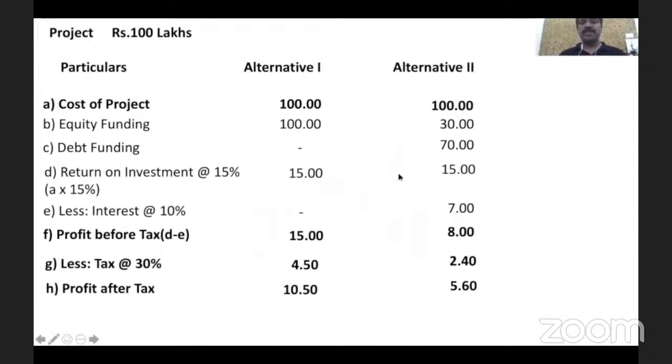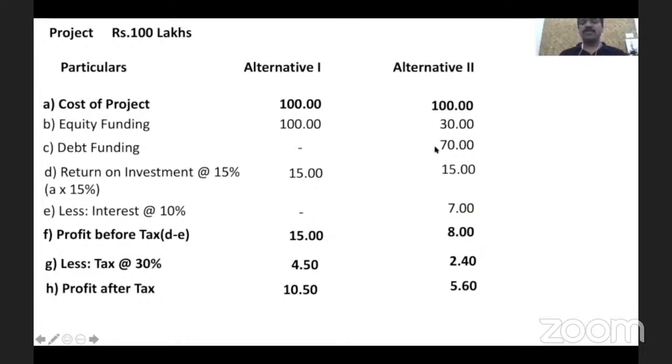Projects giving the same return on investment, 15 lakhs. But for the first project, tax is 4.5 lakhs. For the second project, the tax is 2.4 lakhs. It looks like penalizing the owner for having invested all his money. This guy invested all his money in this project. He didn't borrow at all. And so he is asked to pay 4.5 lakhs. But this guy had invested only 30 lakhs, and he is getting a benefit out of it because he is paying only 2.4 lakhs. It's not because he invested less, it's because he borrowed.